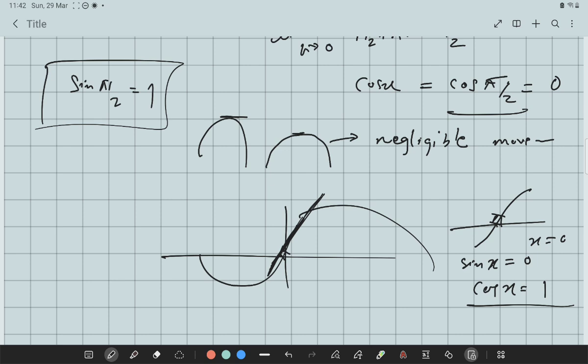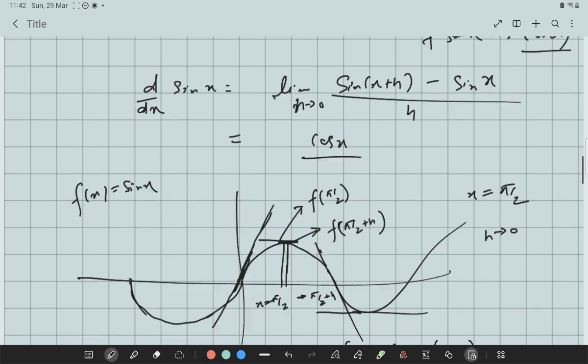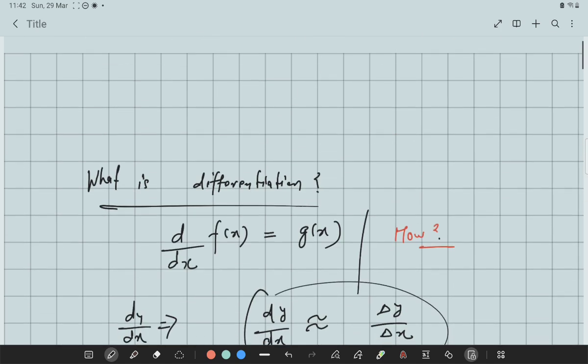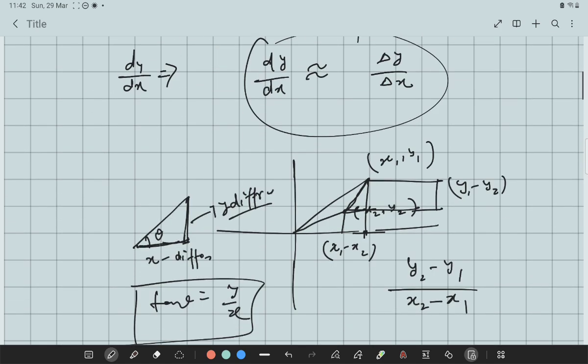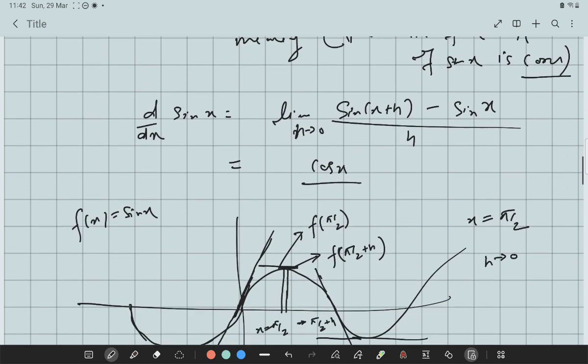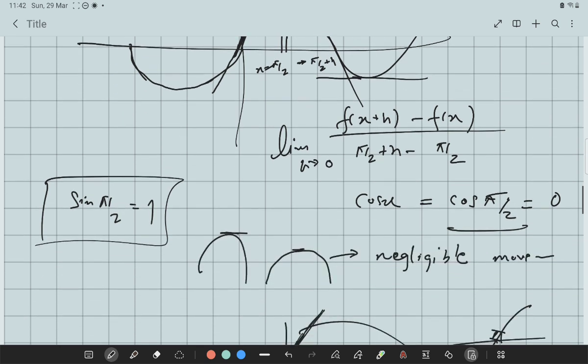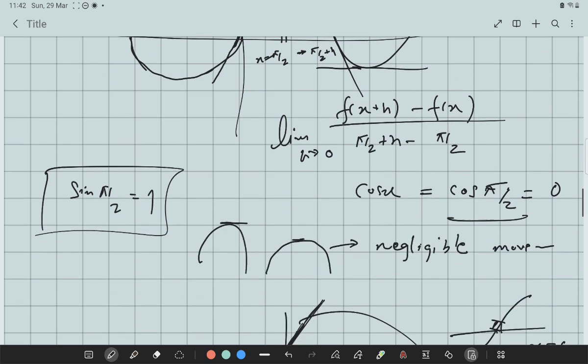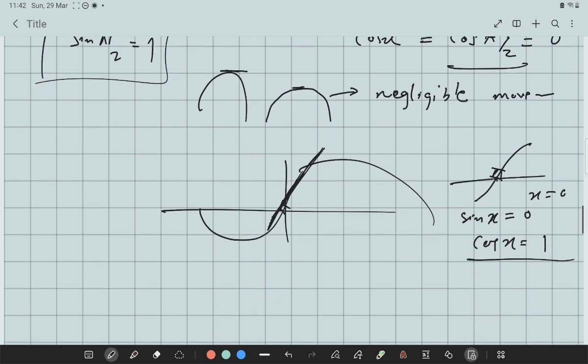So this is how the differentiation of sin x comes as the answer cos x. Hopefully this video would have helped you to understand the differentiation more properly. We'll take more examples in the next video and solve them.